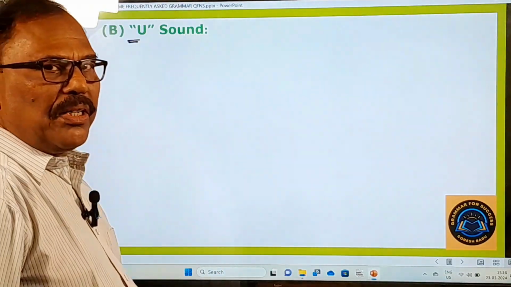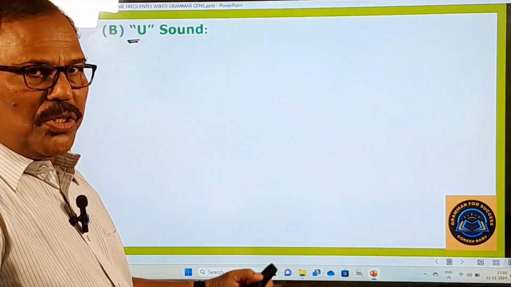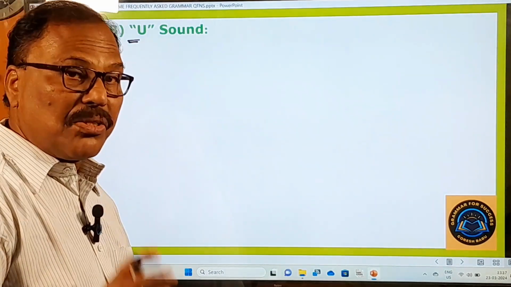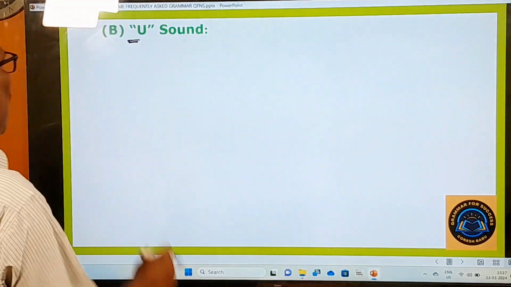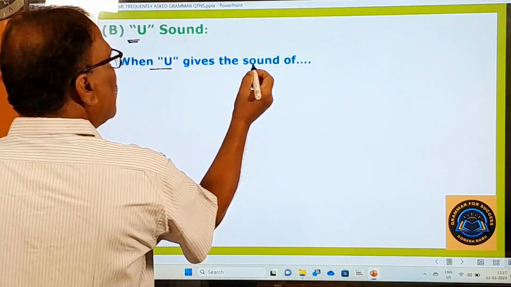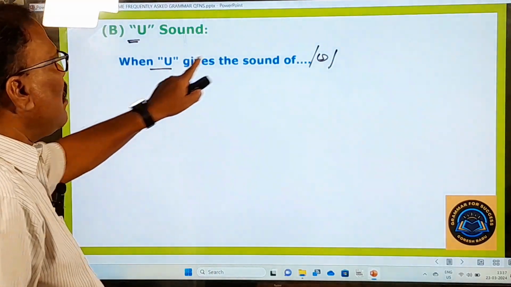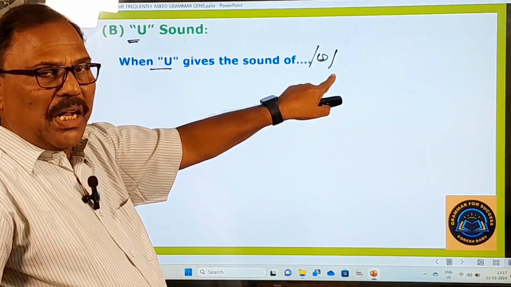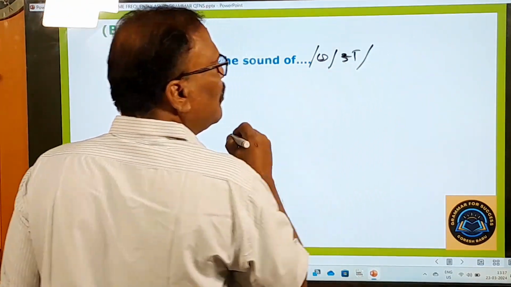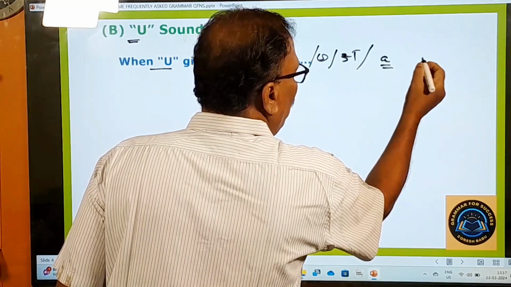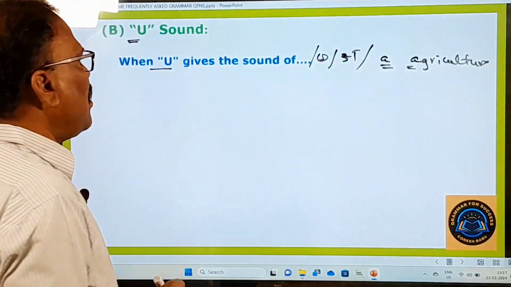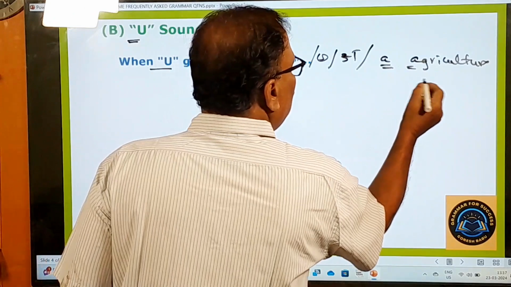U sound. Already you have learnt about the sound of O. O is over. Now the second vowel is U. By nature it is a vowel, but it sometimes gives a consonant sound and sometimes a vowel sound. That you know very well. Now let us learn about the U sound. When U gives the sound of A, all of you know Telugu, and that's why I'm writing this Telugu word here, or else you can say A in Hindi, just like A pronounced as in the word agriculture. Agriculture.